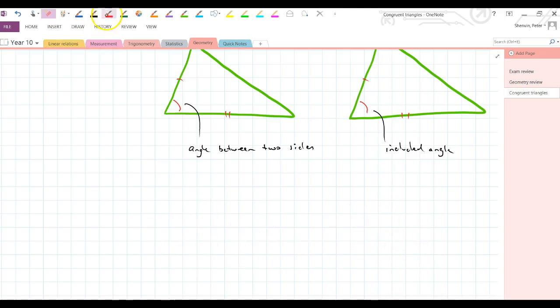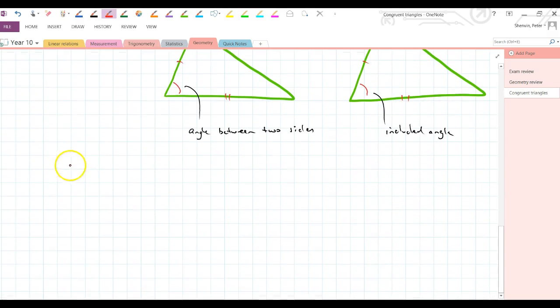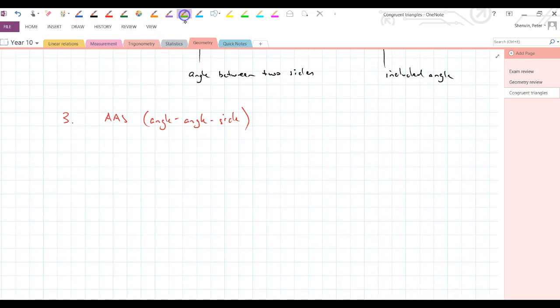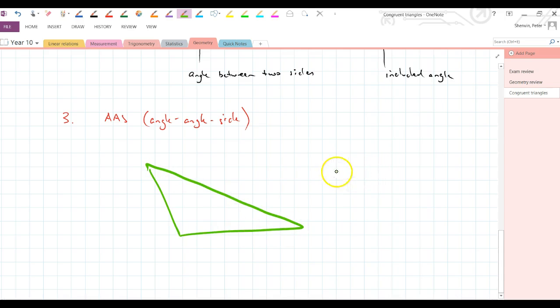Okay, number 3, method 3 of proving congruency is AAS, which is angle, angle, side. Now in this case, we've got 2 angles, so here we go. I'll draw some different triangles up. This is an obtuse angle triangle, which you will know from yesterday's work. Right, there we go, 2 triangles. Now I'm going to give you some information here. I'm going to give you 2 angles. So I'm going to say that angle and that angle are the same. That angle and that angle are the same. Actually, that means that this angle and this angle have to be the same by angle sum.